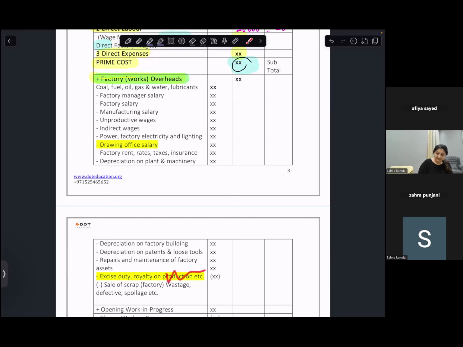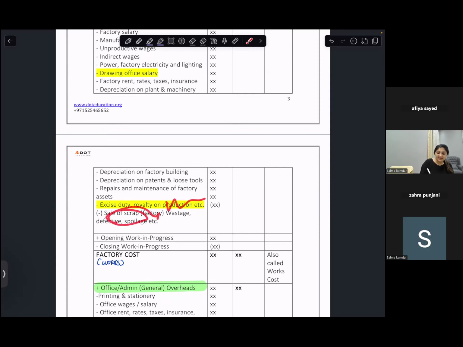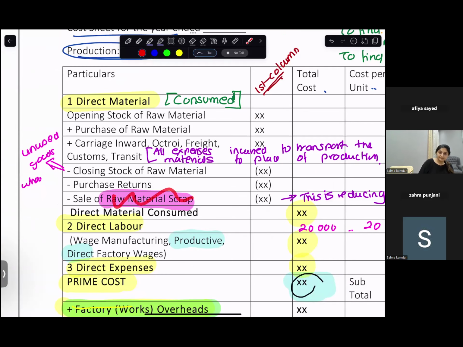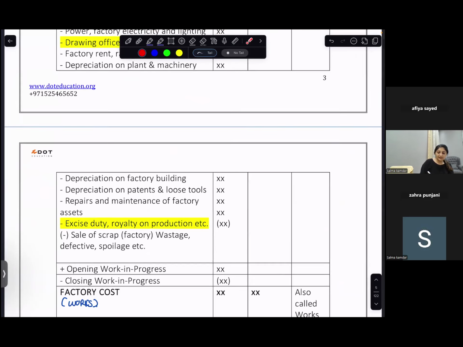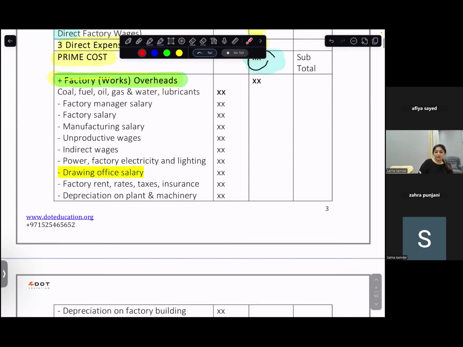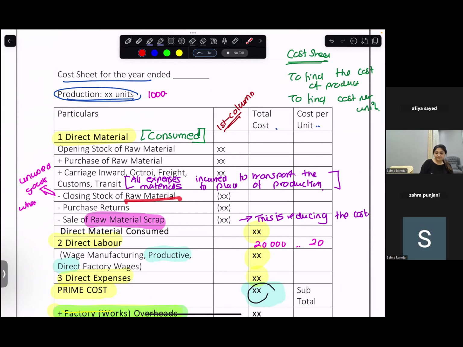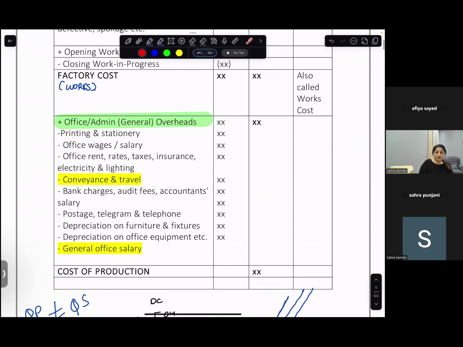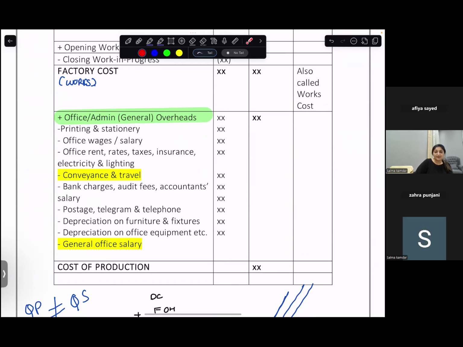Factory overheads. And if any factory scrap is there, you're going to subtract it from here, but that won't get subtracted from the direct material. Please look at the words over here: factory wastage, raw material wastage. They are separate, so don't confuse yourself. Now, what comes in office and administration overheads?